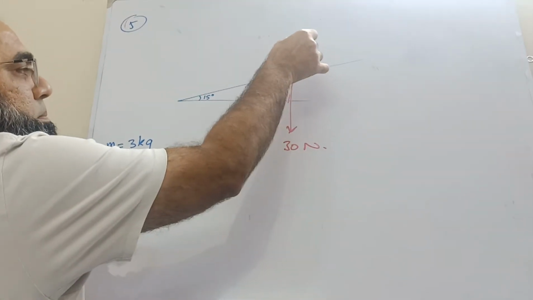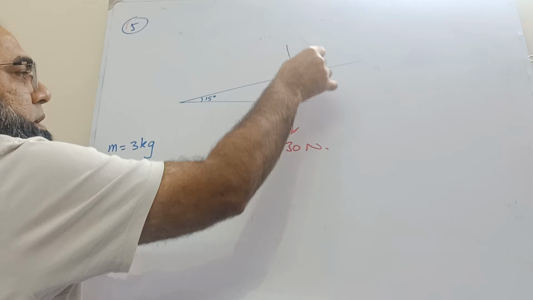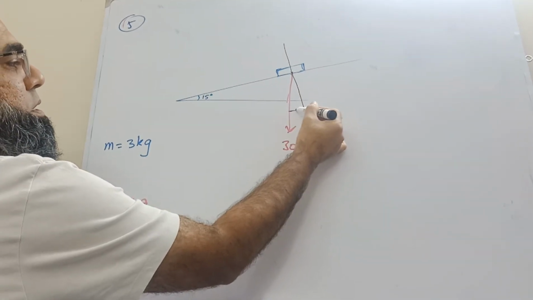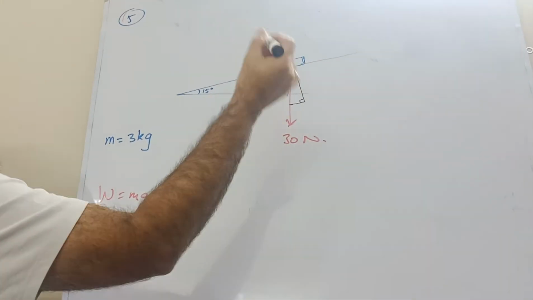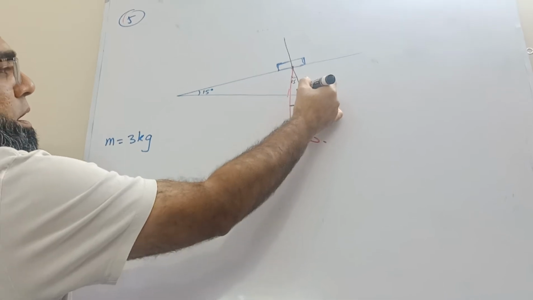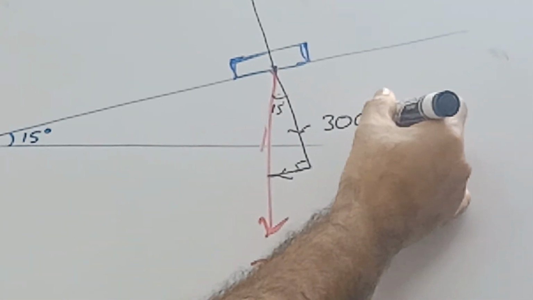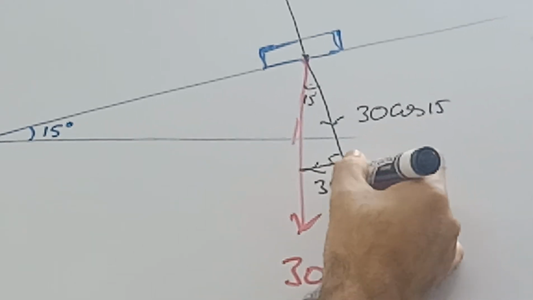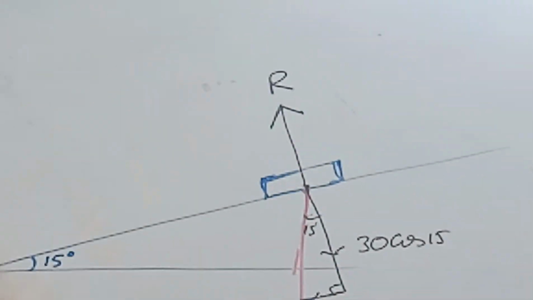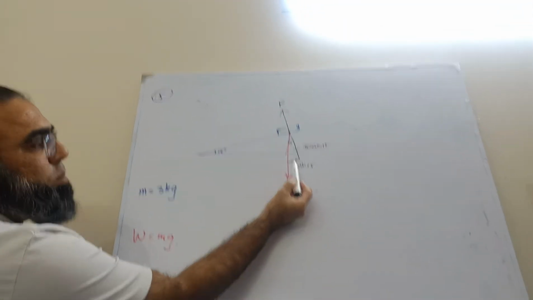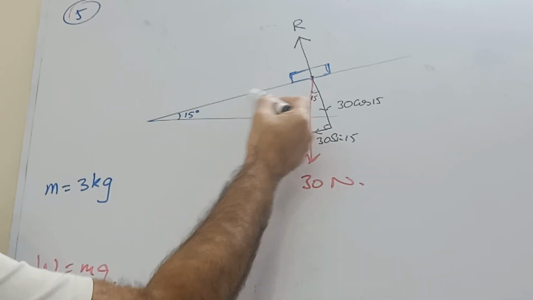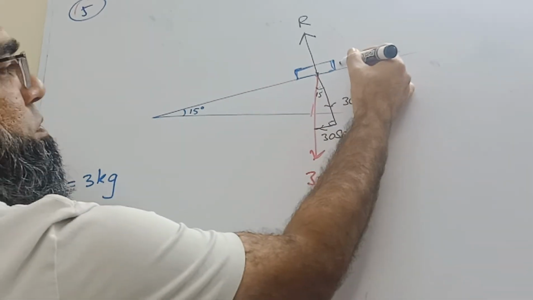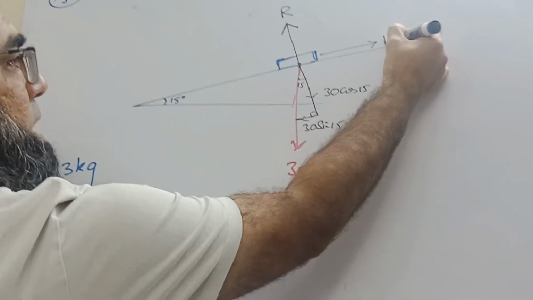So I'll be drawing a line like this, and you see this weight. If this is 15 degrees, this is going to be 15 degrees. I have explained this in the previous video. So this one is going to be 30 cos 15, and this one is 30 sin 15, and here is that R. Since this component of weight will try to make this book slide down, and since this surface is not smooth, there is a friction, so the frictional force will be acting in this direction. Let me name this as F.